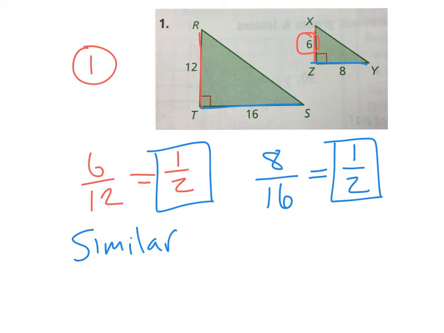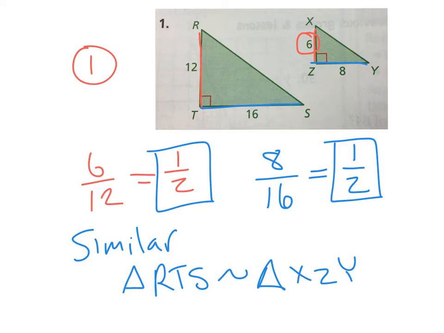How would I write this? Look at the letters. Triangle RTS is similar to triangle XZY. Very good. It's just the letters of the triangles.